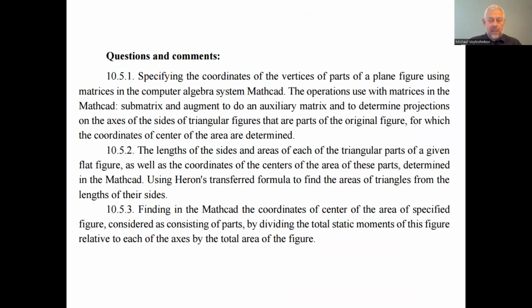10.5.1 Specifying the coordinates of the vertices of parts of a plane figure using matrices in the computer algebra system. The operations used with matrices in Mathcad: submatrix, augment, to make an auxiliary matrix and to determine projections on axes of the sides of triangular figures that are parts of the original figure, for which the coordinates of the center of the area are determined.